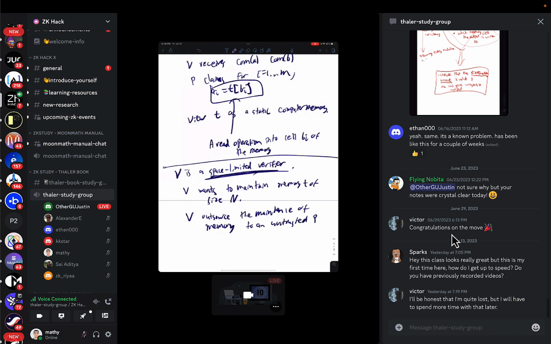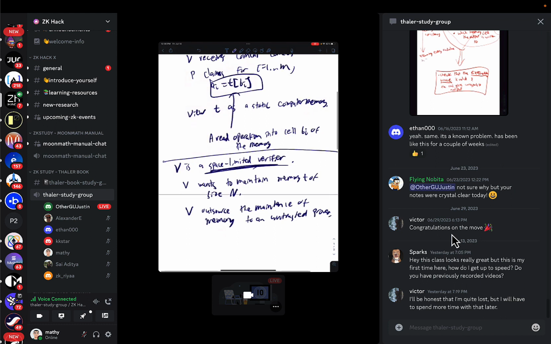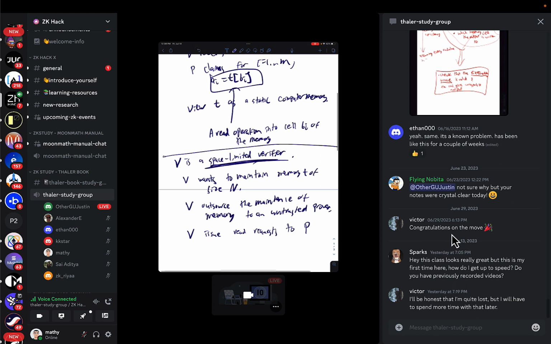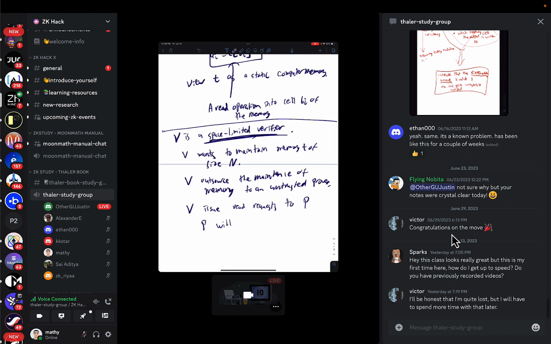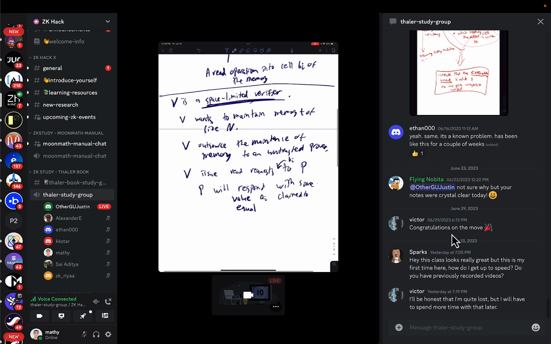Okay, so basically, the prover is going to have space n to store the whole memory, and what the verifier is going to do is issue read requests, one at a time to the prover, and the prover will respond to each read request with some value. Like the ith read request will be specified by an index into memory bi, and the prover is going to respond with some value ai, claimed to equal the value stored at cell bi of memory. So let me call that T of bi.